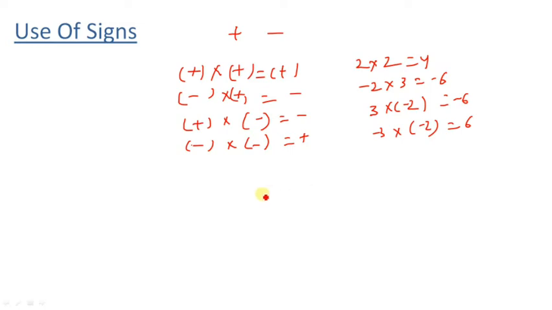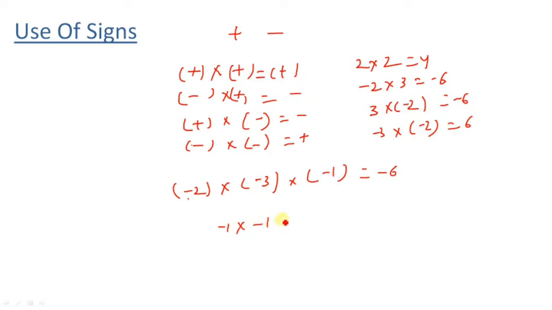While doing multiplication, you have to keep in mind what signs are there. Suppose you have a multiplication minus 2 into minus 3 into minus 1. What will be the result? Now first you will multiply the signs. Minus into minus is plus, plus into minus is minus, so the sign will be minus, and the result will be 2 into 3 is 6, 6 into 1 is 6. The result will be minus 6.